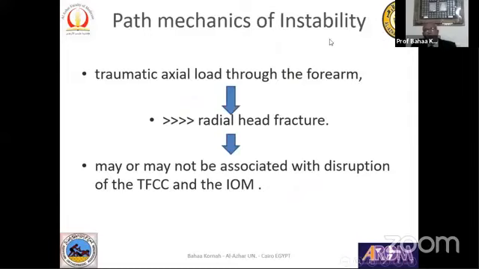So the pathomechanics of instability: a traumatic axial load through the forearm is transmitted to the radial head, leading to radial head fracture, and this may or may not be associated with disruption of the interosseous membrane and the triangular fibrocartilage complex.